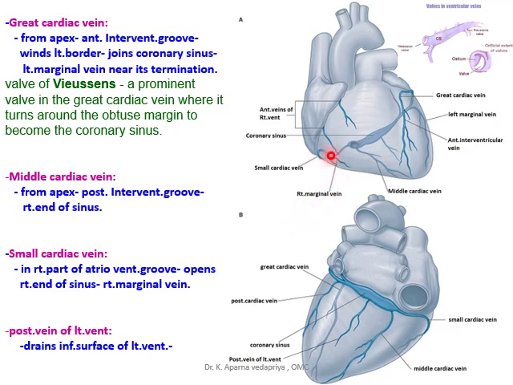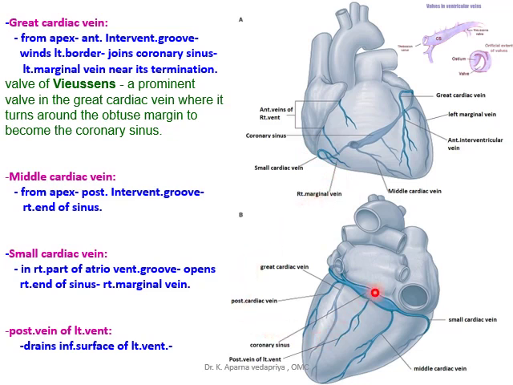Coming to the small cardiac vein. So this is the small cardiac vein. This small cardiac vein is in the right part of the atrioventricular groove on the posterior aspect. So this small cardiac vein is seen lodged in the right part of the posterior aspect of the atrioventricular groove, accompanied by the right coronary artery, and this opens into the right end of the sinus, where it is joined by the right marginal vein.